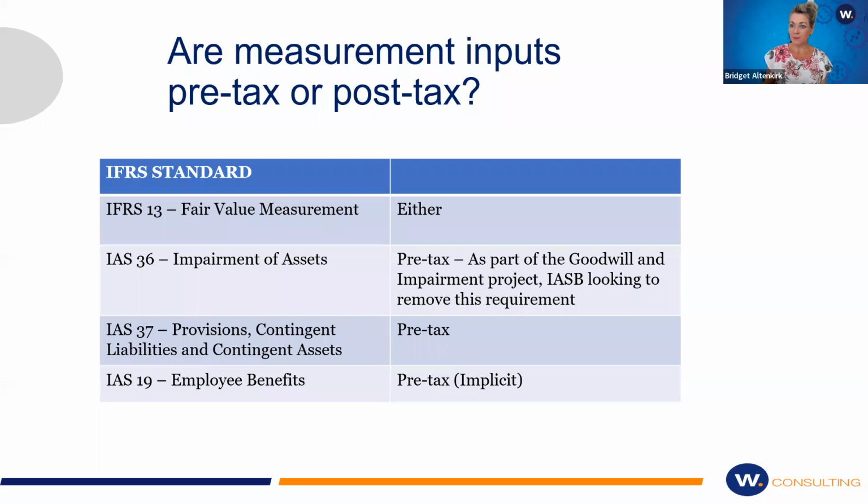But as I said, this is something that they are currently looking at, as to whether or not they should remove that requirement. And both IAS 37 for provisions and IAS 19 also require pre-tax discount rates to be used. So you can see again, in response to the question which came through, that there are inconsistencies, and we know that they're potentially going to change it for IAS 36. It is unclear at this stage if they're going to change that requirement for the other two standards as well.